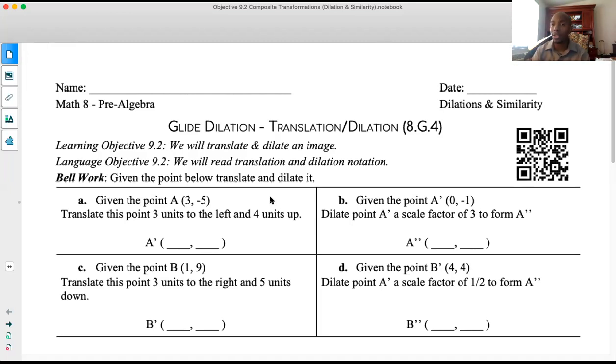I'm going to show you how I would do it, and then what I want you to do is to do the same. Okay, so take a second. Let's look at the given bell work.